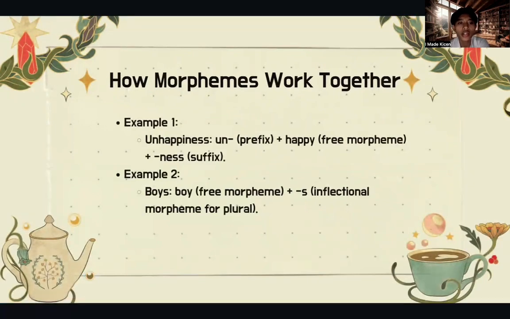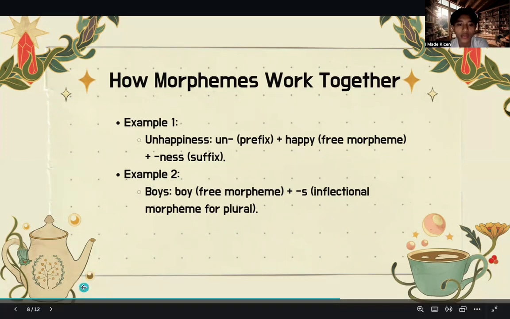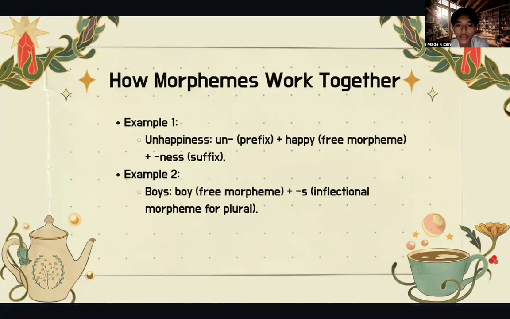Okay, the next slide is how morphemes work together. The morphemes work together, for example: example one, unhappiness, prefix un- plus happy, a free morpheme, plus -ness, suffix. For the second example, boys: boy, a free morpheme, plus -s, an inflectional morpheme for plural.